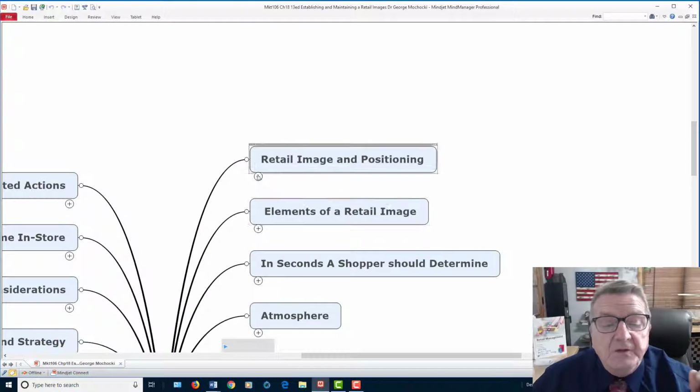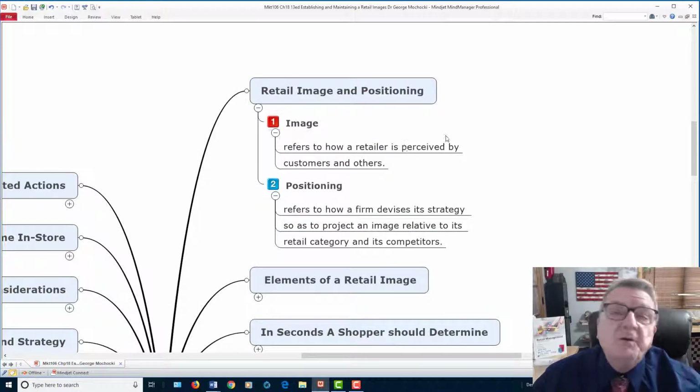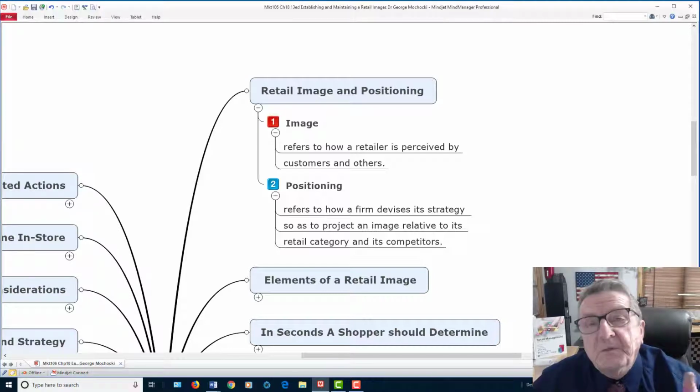Okay, retail image and positioning. Basically, what's the image of the company? Just like what's your image? Once you present the image, and customers or your shoppers understand the image, they know the layout. It makes your life easier, and they feel more comfortable coming back.